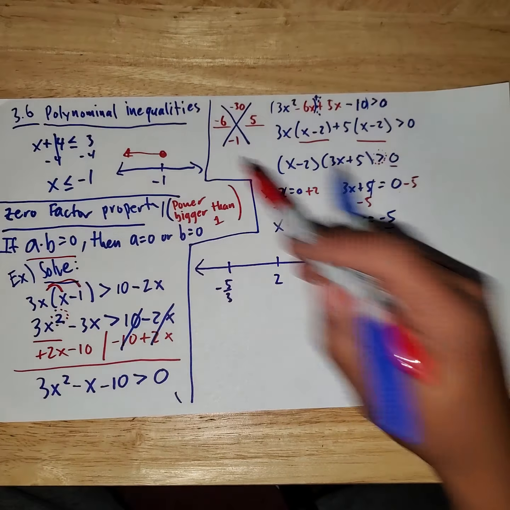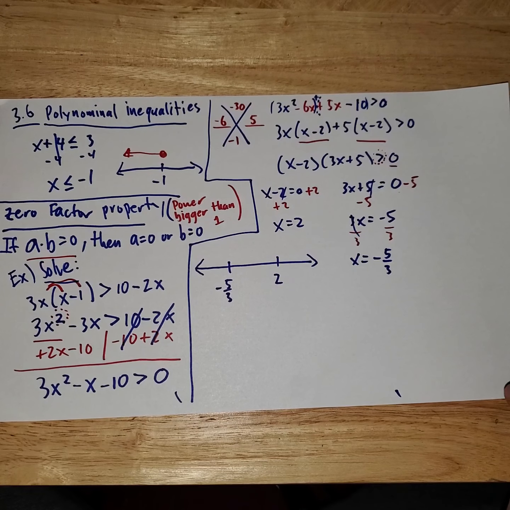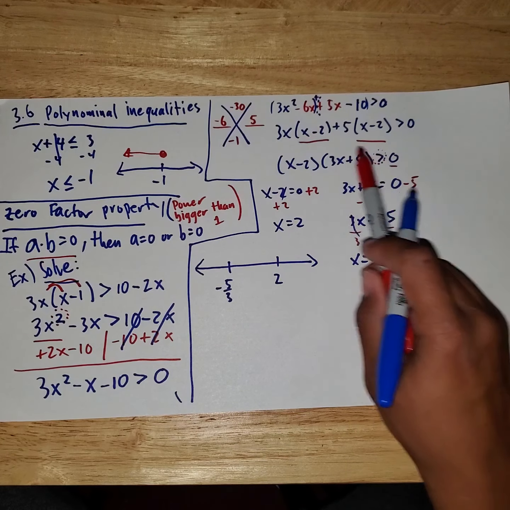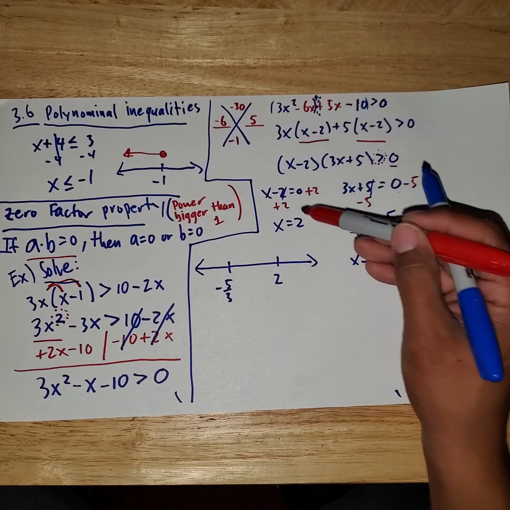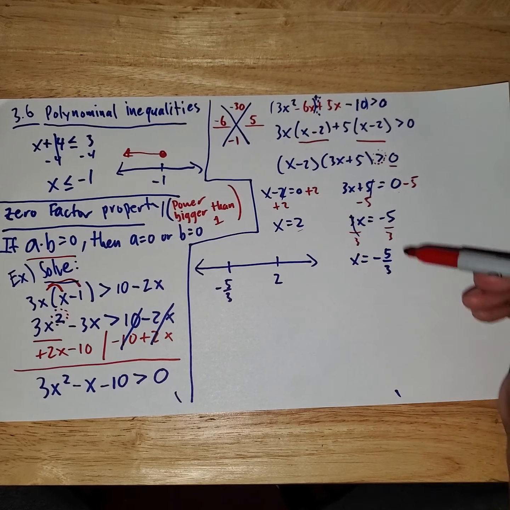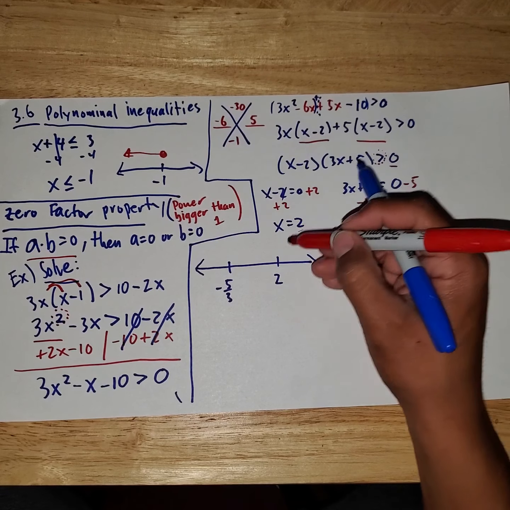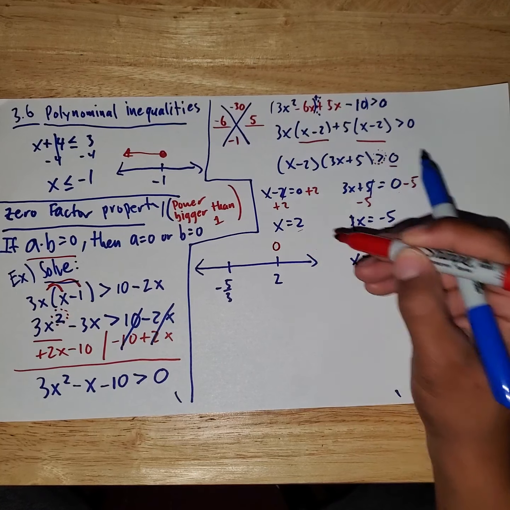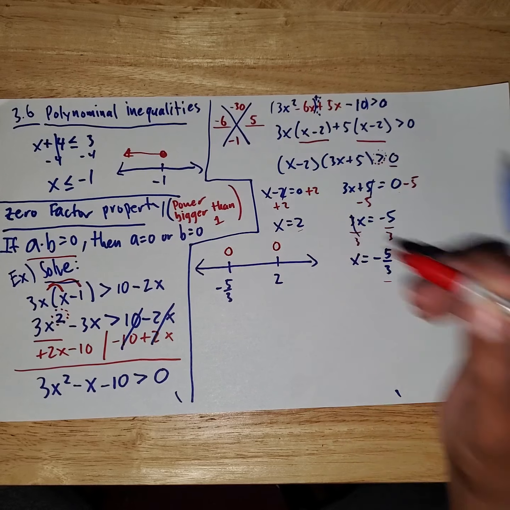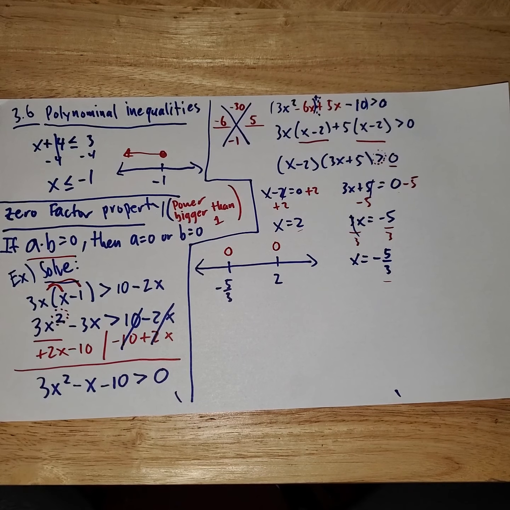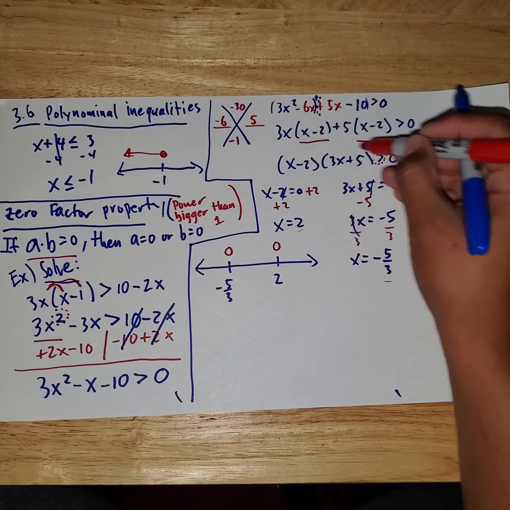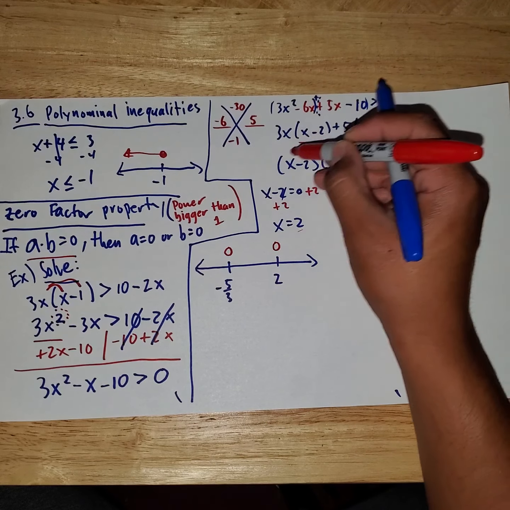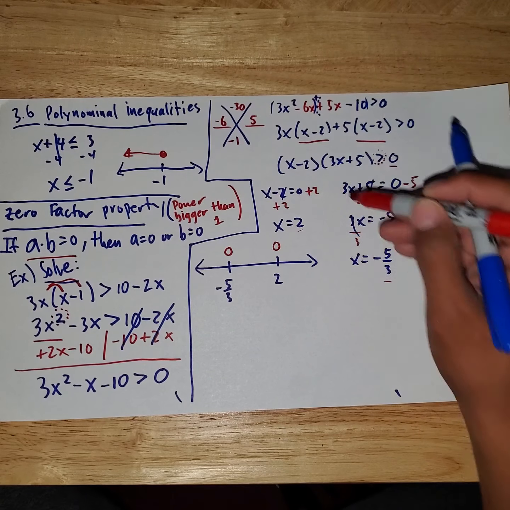But we can still think about this open circle and closed circle we were doing before. This says this side has to be strictly bigger than 0. It cannot be equal to 0. And what we just found, this 2 and this negative 5 over 3, is where we actually get 0. So actually we're going to have open circles at these places. But now I want this side to be bigger. So I'm looking for all the numbers that are positive.